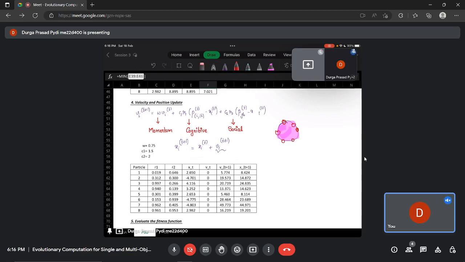So this kind of approach is useful when you have a multimodal function, like when you have so many optima. But then you can also have unimodal functions.